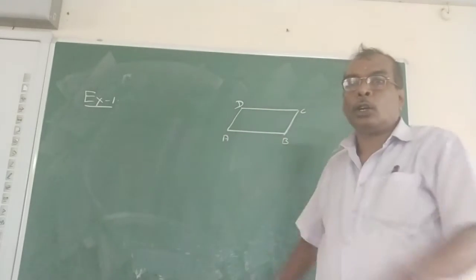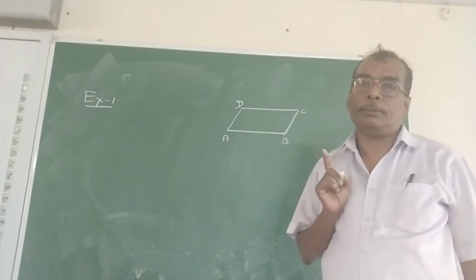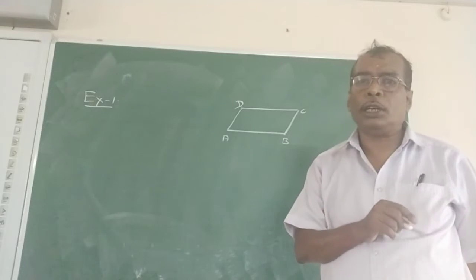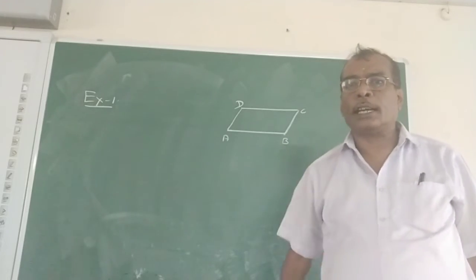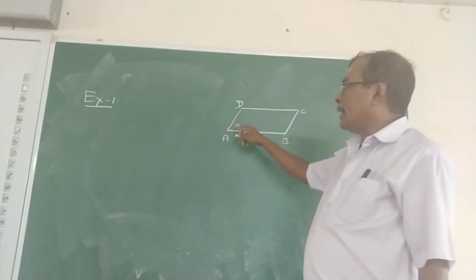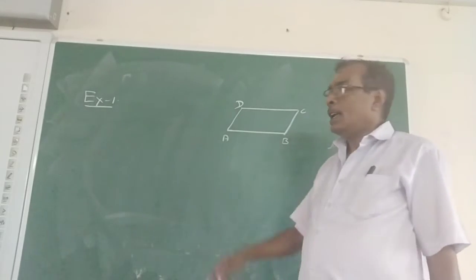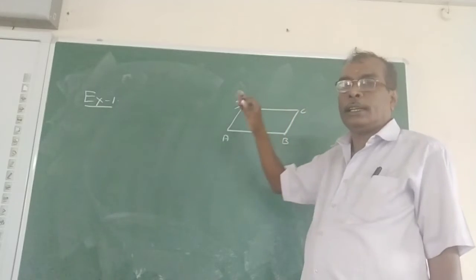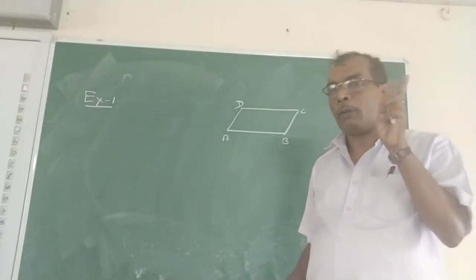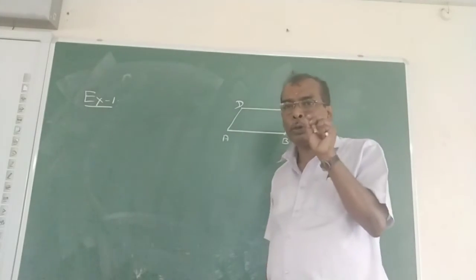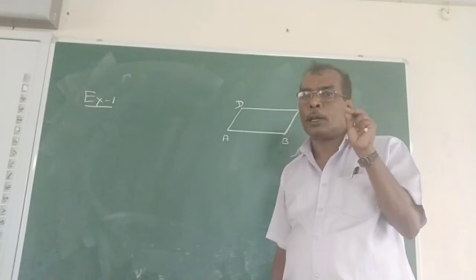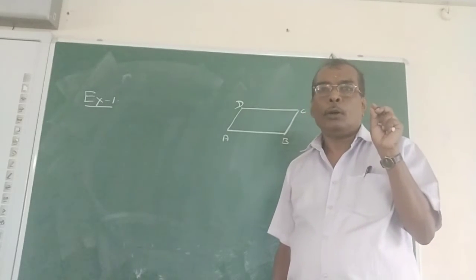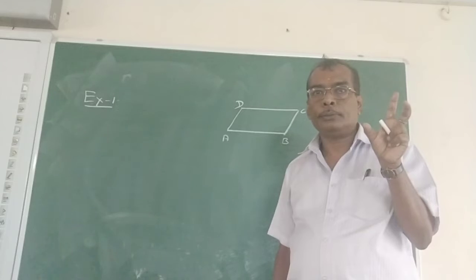So I have considered a quadrilateral. It is given. It is a parallelogram. We will have to show here any 2 adjacent angles. What are the adjacent angles? Angle A and angle B are adjacent angles. Angle B and angle C, and angle D are adjacent. 4 pairs of adjacent angles are there. We have to show here any one pair of adjacent angles is 180, supplementary.